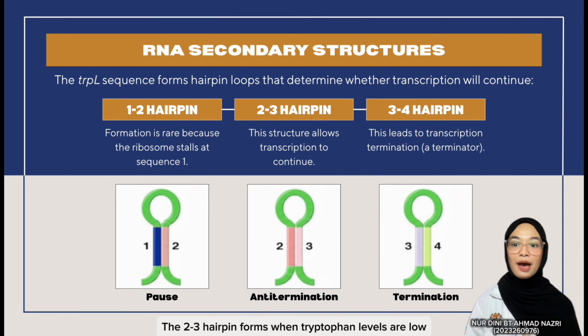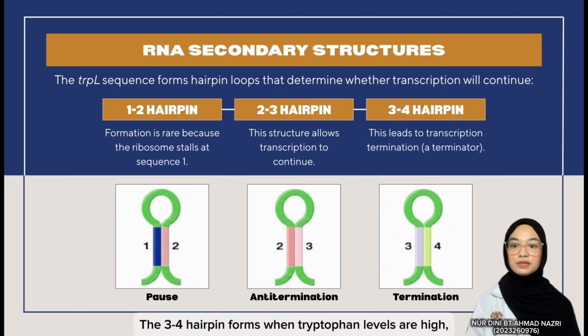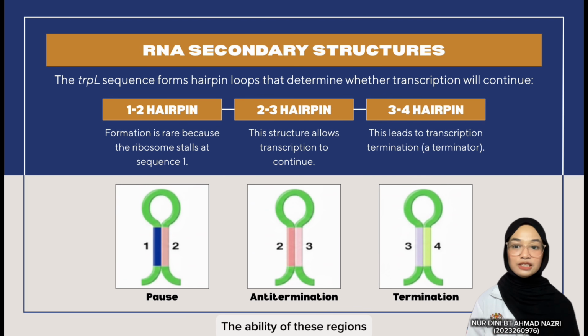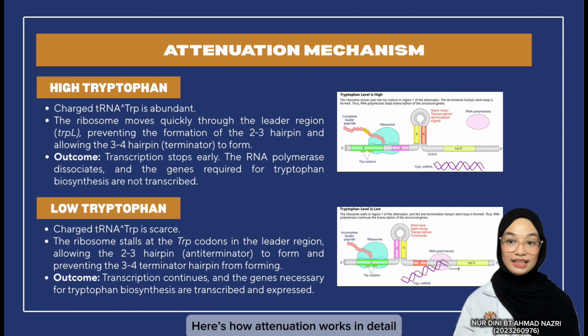The 2-3 hairpin forms when tryptophan levels are low, allowing transcription to continue. The 3-4 hairpin loop forms when tryptophan levels are high, causing transcription to terminate early. The ability of this region to form hairpin loops ensures that the operon is transcribed only when needed. Here is how attenuation works in detail.